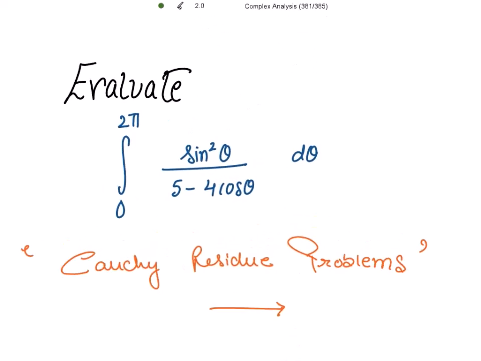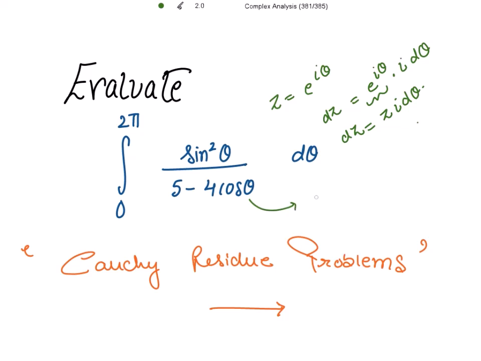To evaluate such kind of integrals involving sine theta and cosine theta, we always put z equal to e to the power iota theta, right? So that we can get dz equal to e to the power iota theta into iota d theta. So this is again z iota d theta, right?